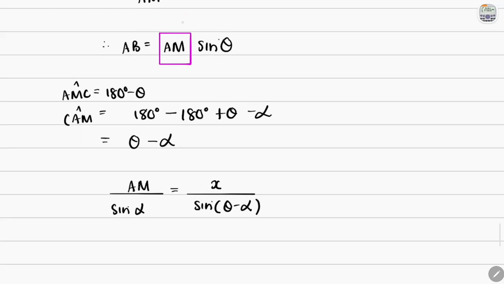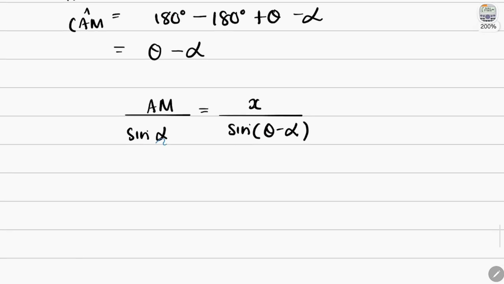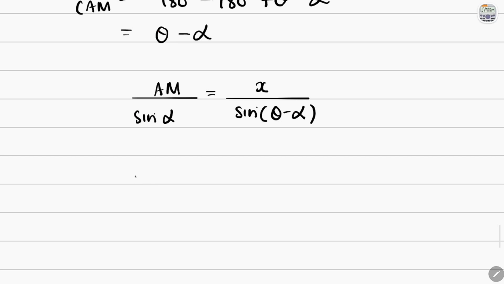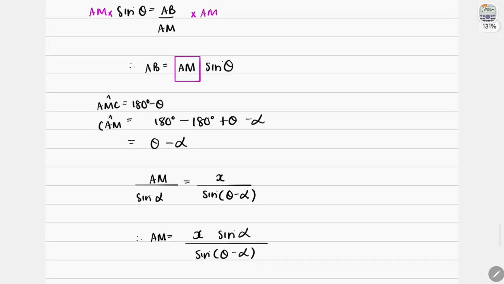And all we are trying to do is find AM. Okay, so to make AM the subject, you see that sine alpha needs to go. So if you multiply both hand sides of this equation by sine alpha, you're going to get AM is equal to, and sine alpha multiplies here. So it's going to be in the numerator here. So it's going to be X sine alpha all over sine theta minus alpha. Okay, so that is AM.